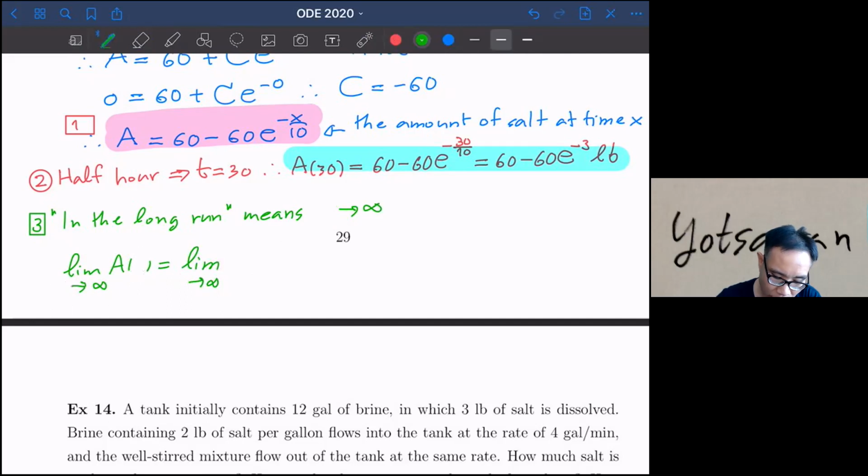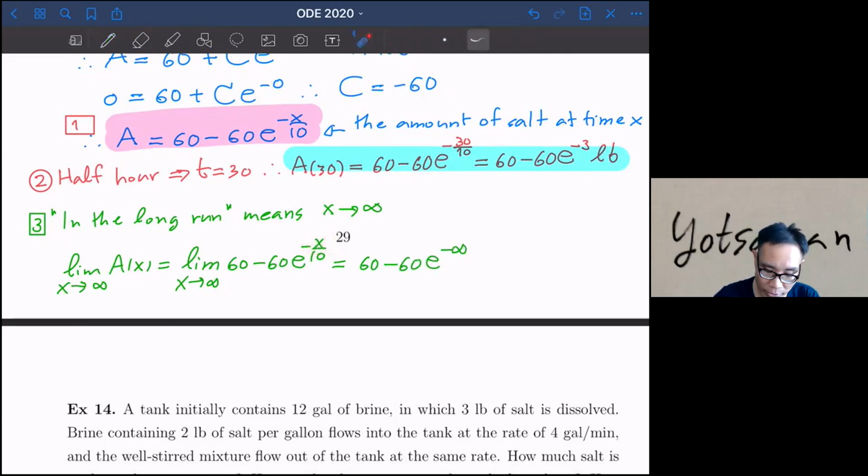So this one will be A(x), x going to infinity. So you have 60 minus 60 e to the negative x over 10, and this will be 60 minus 60 e to the negative infinity. Okay, so negative infinity for this term, and e to the negative infinity will reach 0. So this will be 0, and it's going to become 60. Okay, so you have 60 pounds of salt in the long run.